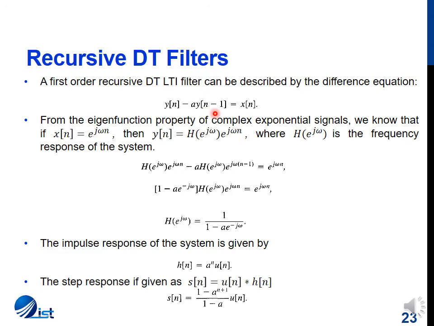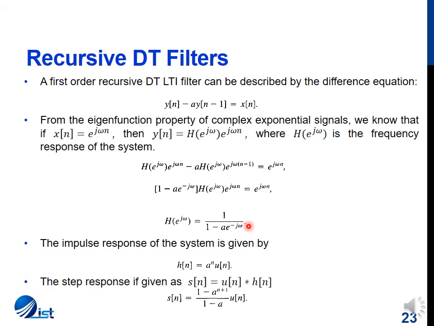We'll be determining its frequency response in a similar fashion as the continuous time case. So we say that if the input is x[n] equal to e^(j omega n), then by virtue of it being an LTI system, and this value being the eigenvalue, y[n] will be H(e^(j omega)) into e^(j omega n), where H(e^(j omega)) is the frequency response. So substituting the values, we get the frequency response H(e^(j omega)) as 1 by 1 minus a e^(minus j omega).